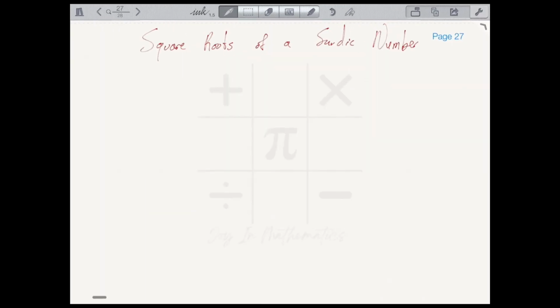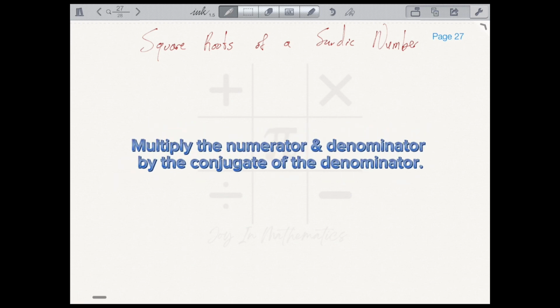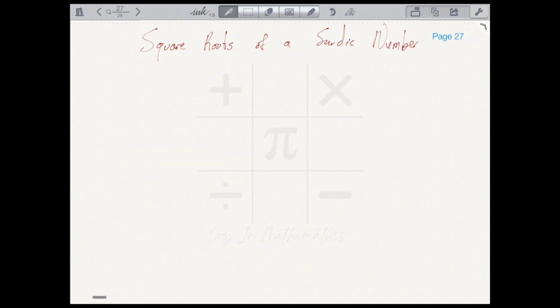In our previous video, we dealt with rationalizing the denominator, where we say to rationalize the denominator, we multiply the numerator and the denominator by the conjugate of the denominator. But now in this lesson, we want to learn how to determine the square root of a surdic number.